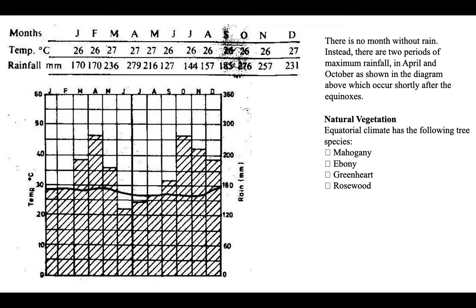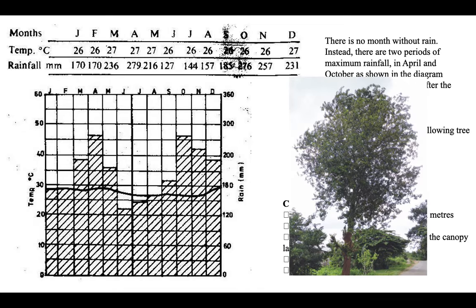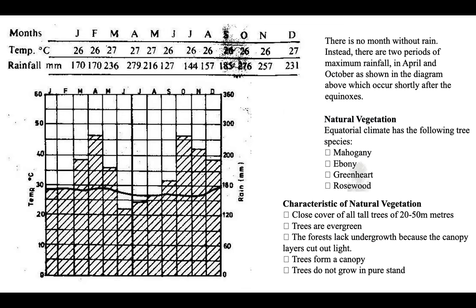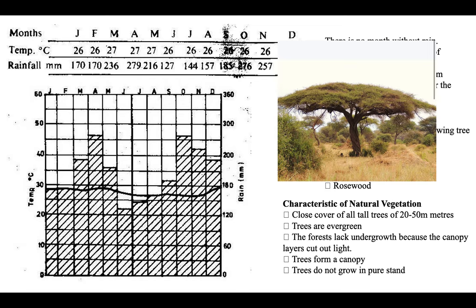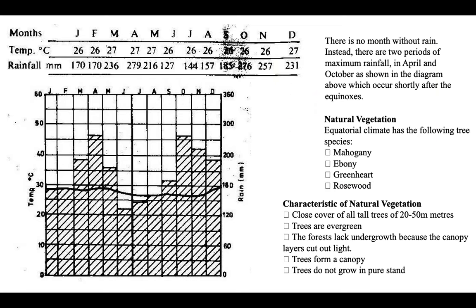Okay, so we can look at the vegetation. We need to know the type of natural vegetation that is present. We have mahogany, ebony, greenheart, and rosewood. If I can show you here, this one is the rosewood, and then mahogany. Those are some of the trees that are present, and then we have the characteristics of natural vegetation.